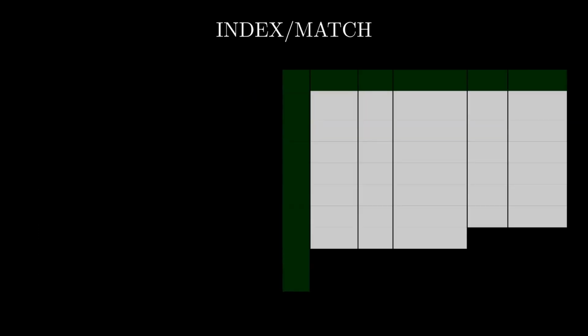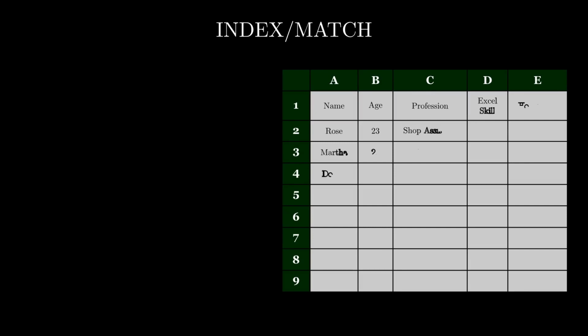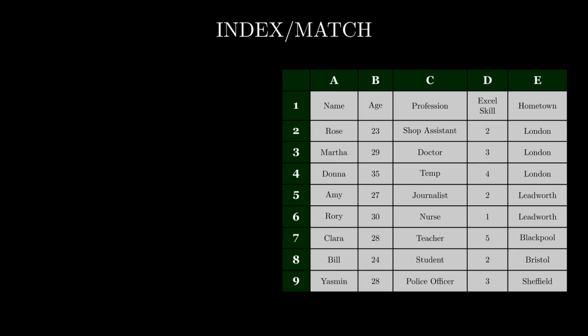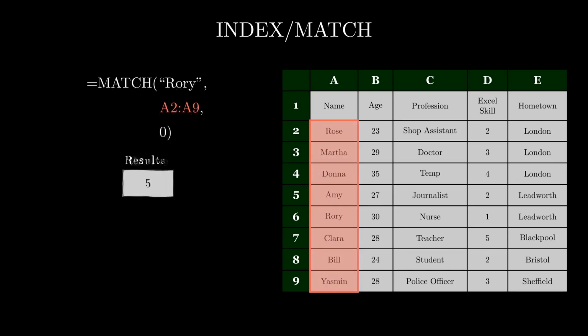The alternative to VLOOKUP has always been INDEX MATCH, which is a definite improvement, albeit a more complex one. It consists of 2 functions. MATCH takes a search term and tells you its position within a range. We're using Rory and the name column. You also have to include a 0, or you get the same approximate match behaviour as seen with VLOOKUP.